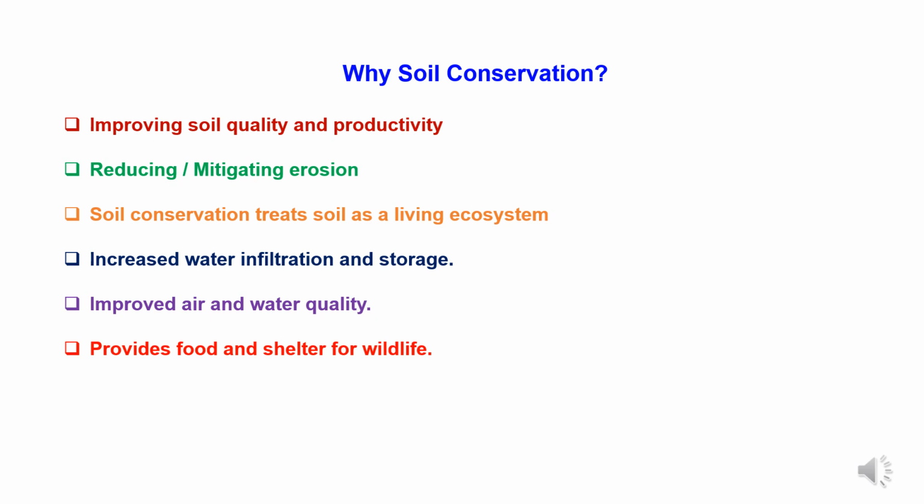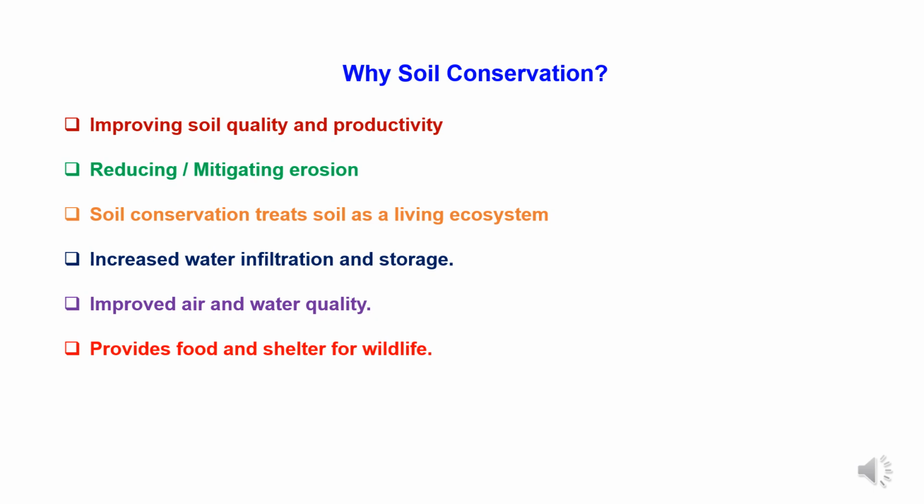Fourth, soil conservation plays an important role in increasing water infiltration and its storage. The soil conservation techniques of minimum tillage versus conventional plowing affect soil moisture by reducing cracking and evaporation as well as raising the infiltration rate.